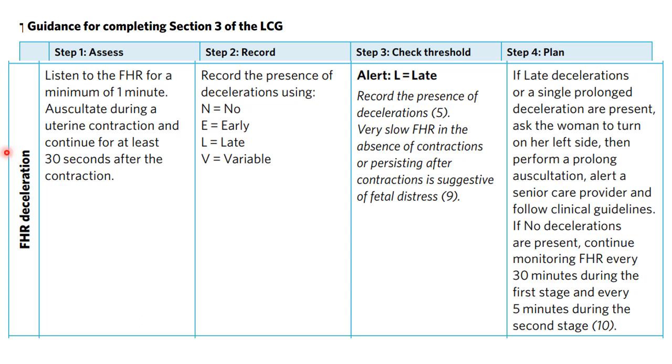Section 3 here documents fetal heart decelerations. If we listen to the fetal heart rate after the uterine contraction, then we will know whether there is no deceleration, early deceleration, late deceleration, or variable deceleration. Late deceleration is an alert and indicates that you should put the patient on her side. If she's having too many uterine contractions, stop the oxytocin and contact a senior healthcare provider.